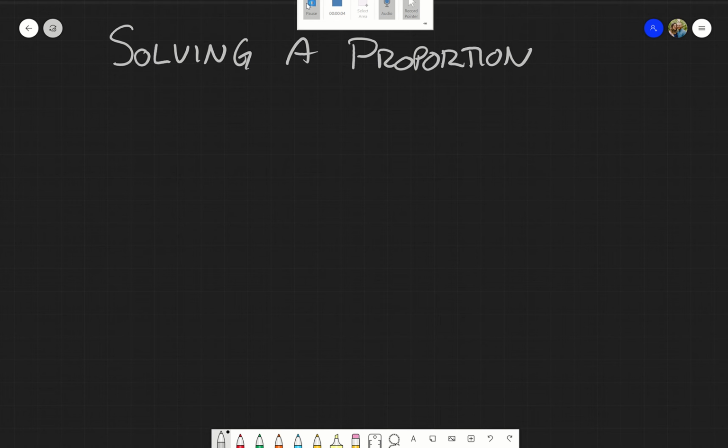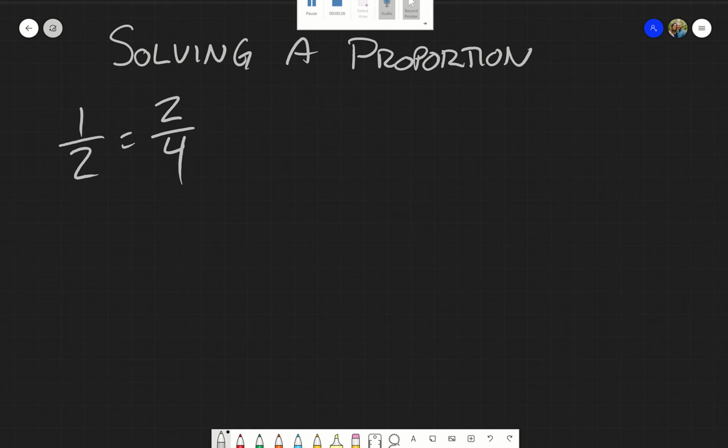Today, we're going to be talking about solving a proportion and understanding how to solve missing values in proportions. If you remember, a proportion is what? Yes, a proportion is two ratios that are equal to each other. 1/2 equals 2/4.